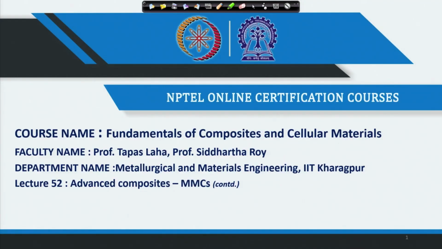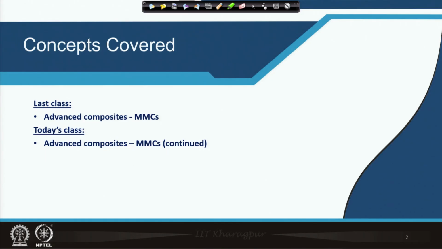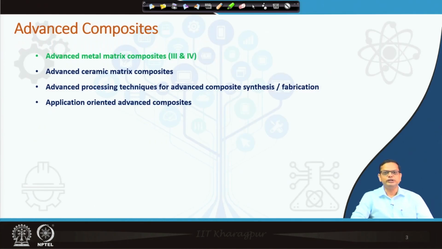So, for the last couple of classes, we have been discussing advanced composite materials. The plan in today's class is to continue along the same line. If you remember, we classified advanced composites into 4 classes: advanced metal matrix composites, advanced CMCs, advanced processing techniques for composite materials, and application oriented advanced composites. We are still continuing the first topic, advanced metal matrix composites.